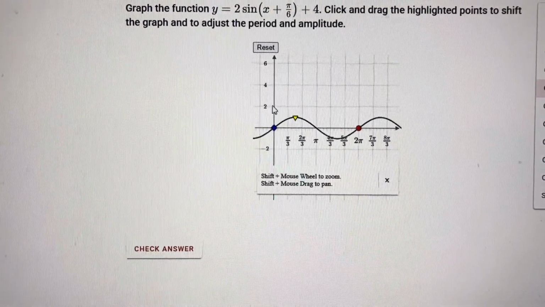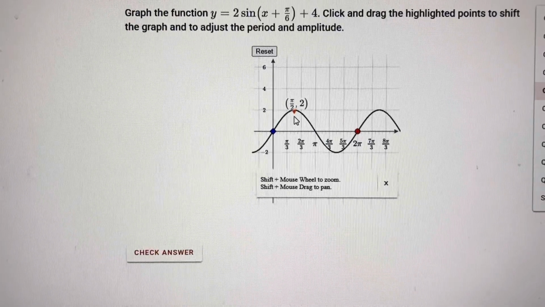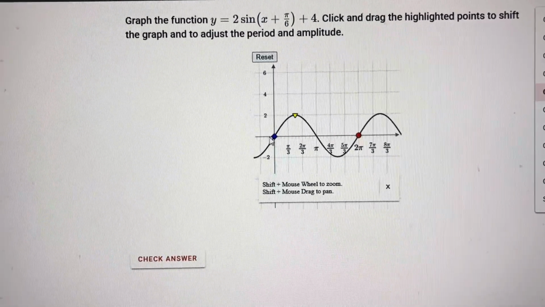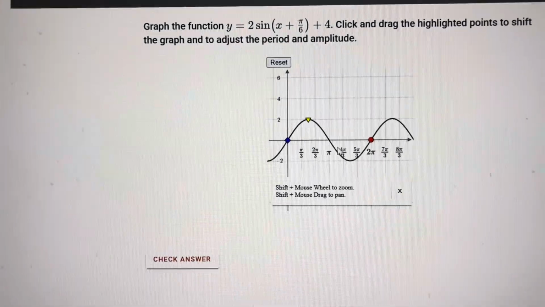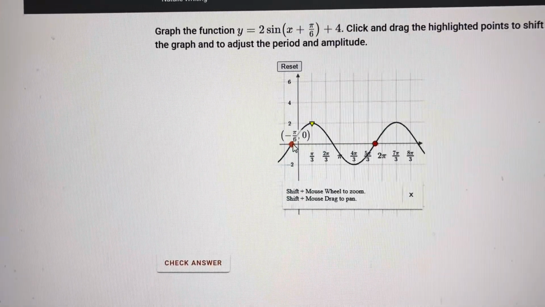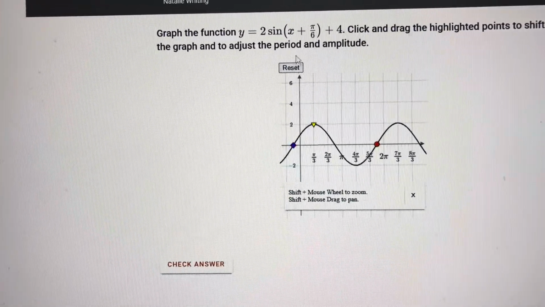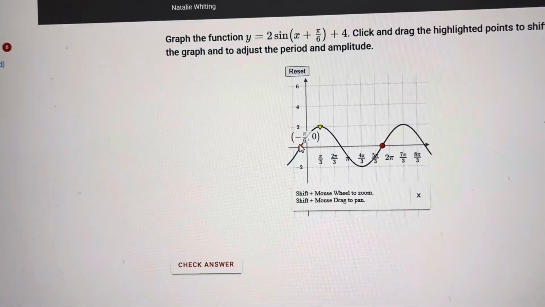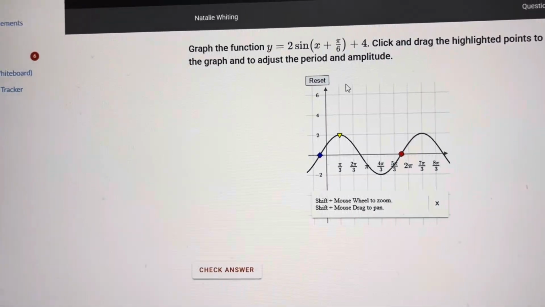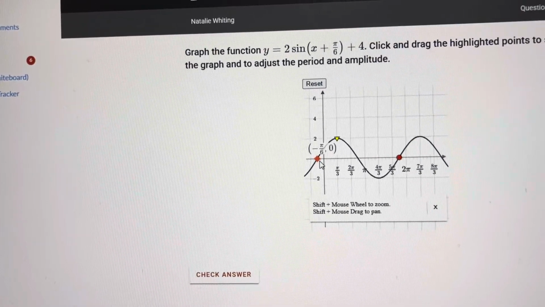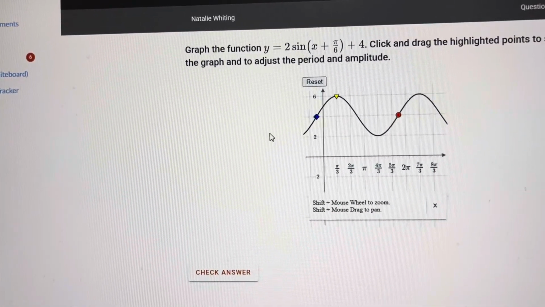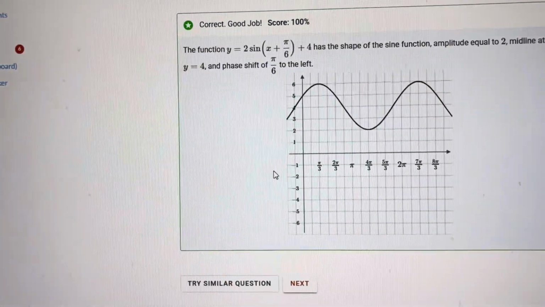So this one is now 2 sine. So we're gonna move up to get it to the amplitude 2, and then we're gonna move it left pi 6th, because this plus means it moves left, which is counterintuitive, but it works. And that's up, but then we have to move it up 4, so then it goes there. Check that, and there you go.